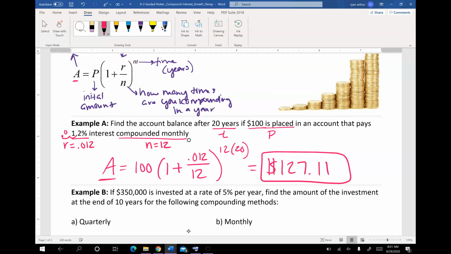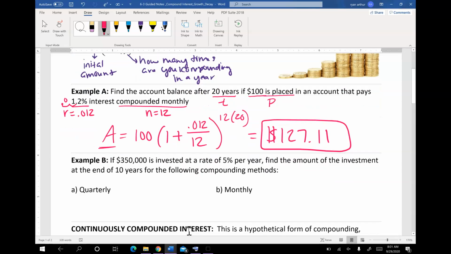So after 20 years, I'm going to have $127. Not too really good, but you know, your interest rate isn't that big. All right, let's do another one.